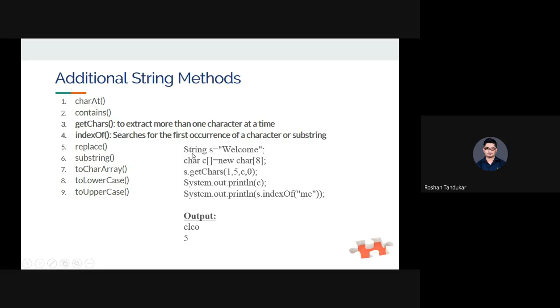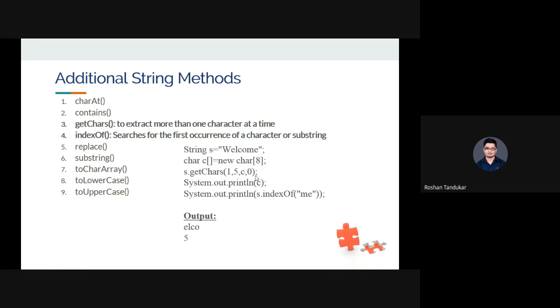First of all, you can see we have taken the same string, equal to "welcome". And in the case of getChars, we are extracting more than one character. So to store those characters, you have to use a character array. That's why char c equals new char[8]. Suppose we are taking a size of 8 for the character array. Now if you are doing s.getChars, then s is the input, that is "welcome". In getChars you can see over here there are 4 parameters.